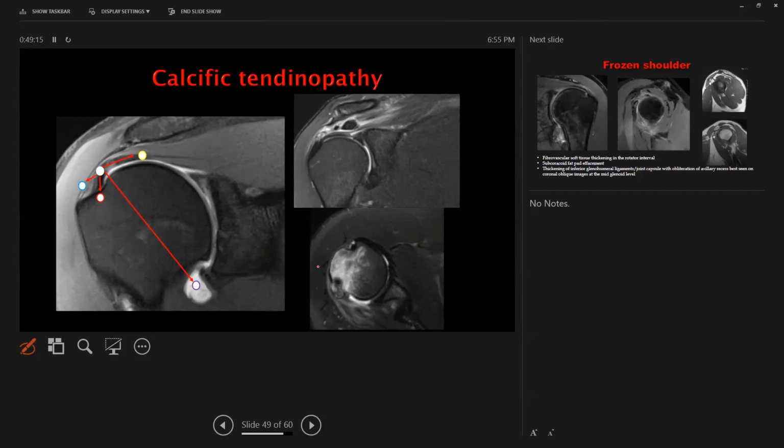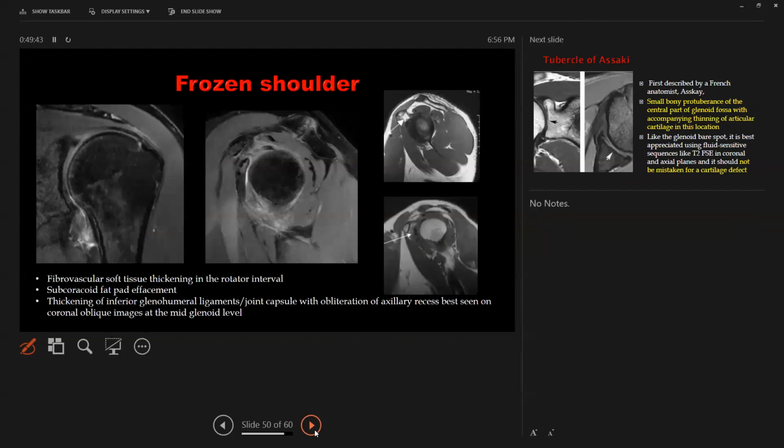And then obviously it can rupture into the joint itself and cause a lot of joint inflammation as well. So the calcification within the tendons can lead to any of these complications or can progress to any of these conditions. So remember that.